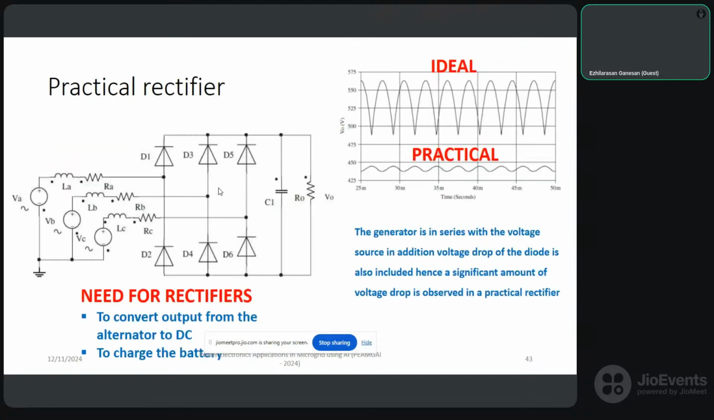If you want control, then you go for a controlled rectifier. So a practical rectifier is shown here.